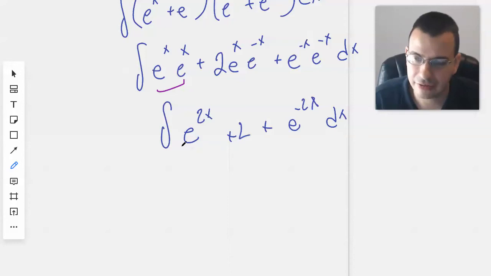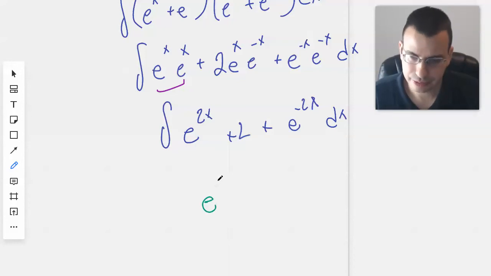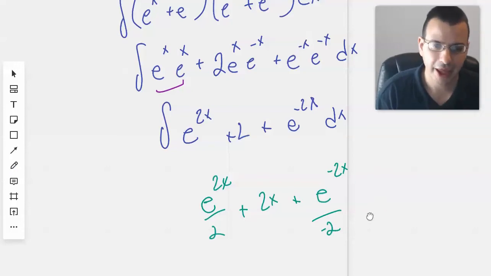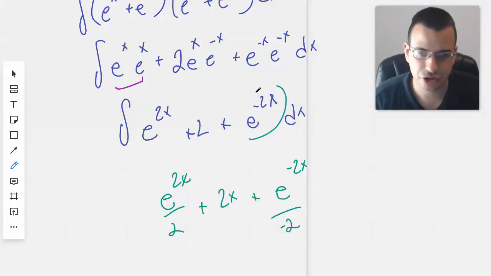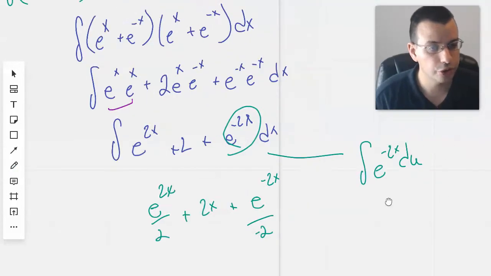So we have e to the 2x, which we can solve. So this will be e to the 2x over 2 plus 2x plus e to the negative 2x over negative 2. And you might be like, what? Where did that come from? Well, this is a combination. I'm going to do it just for this one real quick. This is e to the negative 2x dx. What we're going to do here is substitution.